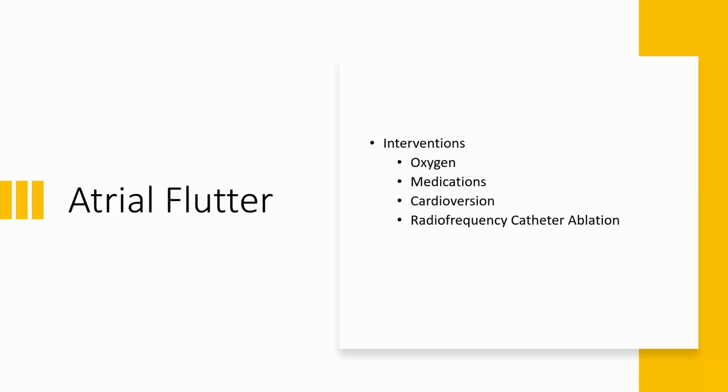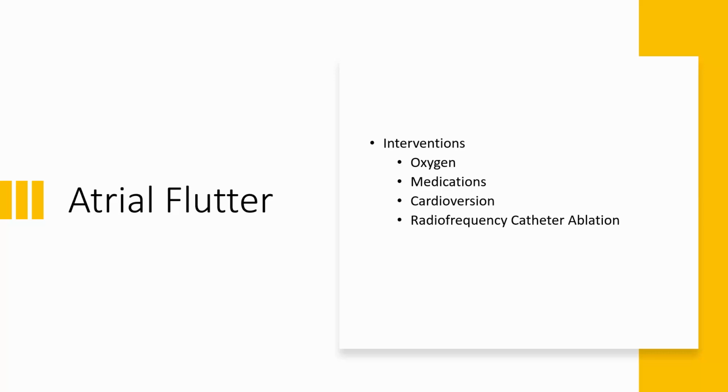So our whole goal in A flutter is we need to try and convert them back to normal sinus rhythm. That is our goal. So ways we try and do that is through medications. Medications that we will give for A flutter, we will give DIG, beta blockers, and calcium channel blockers, because again guys, all those slow the heart rate, and that's what we're trying to do. We're trying to slow everything down. However, be careful with your DIG and your beta blockers and even your calcium channel blockers because they can drop your blood pressure. So make sure you check your blood pressure before you give those medications.